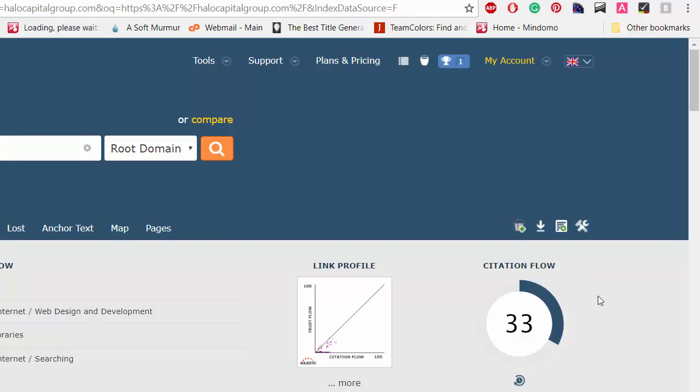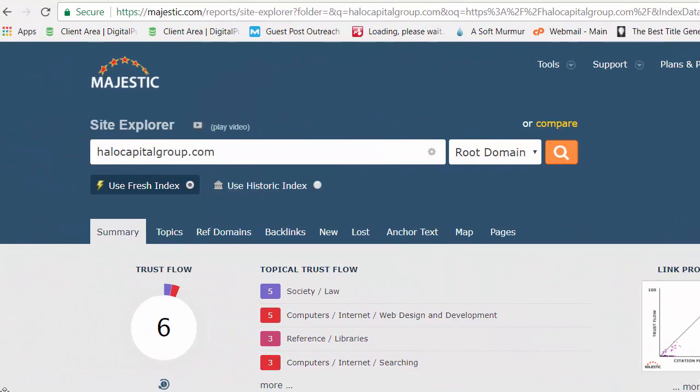Citation flow is a metric that I do not pay very much attention to. It's very easy to manipulate because it's basically a measure of how many links a site has. So if you went and bought 1 million links from a Fiverr guy and have it be the worst links in the world, your citation flow would go up. So that's why I don't pay attention to citation flow.